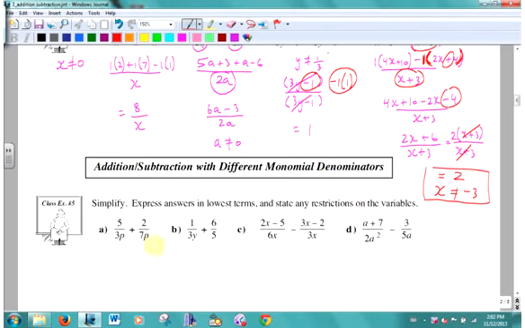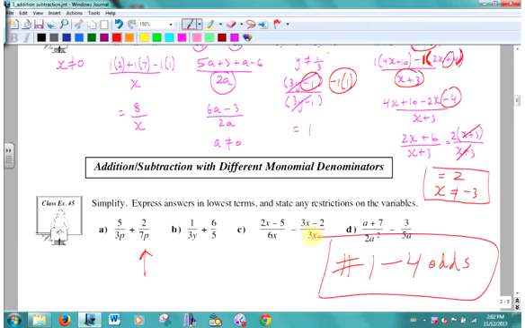Okay, that's it. If you get all done, feel free to start that, but today I'm just giving you 1 to 4 odds. Can you see that? And you have 18 minutes to do it.